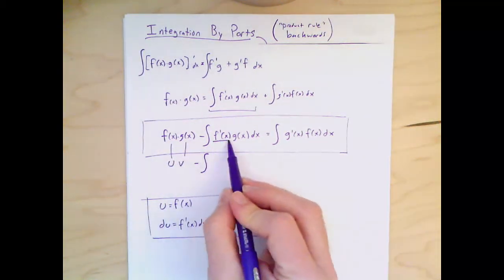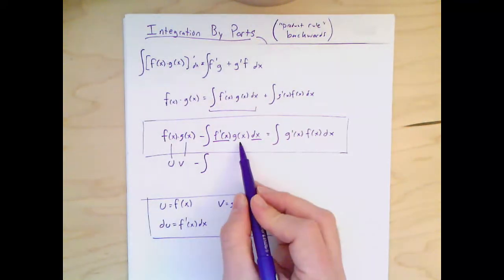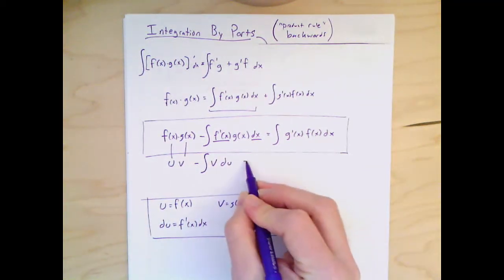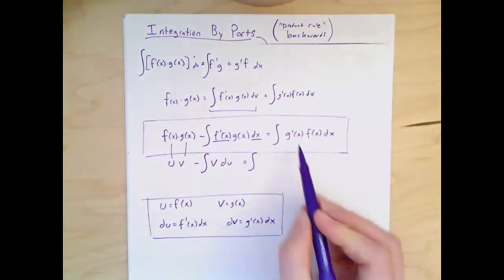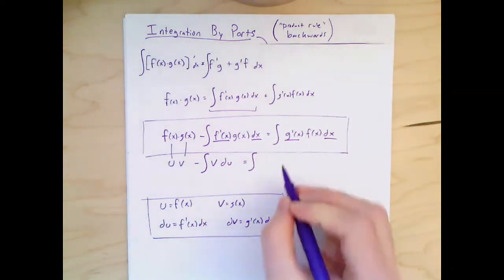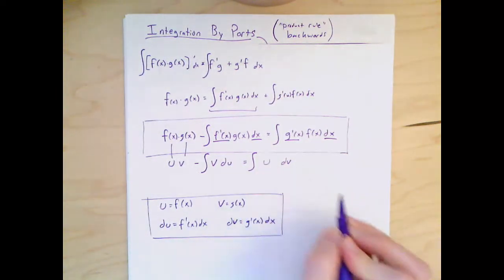Notice that we've got an f prime dx, which is the same thing as our du, and g was our v function. So we've got v du. And then over here, we've got a g prime and a dx, so that's our dv. And we've got our f function, which is u, so that gives us u dv.